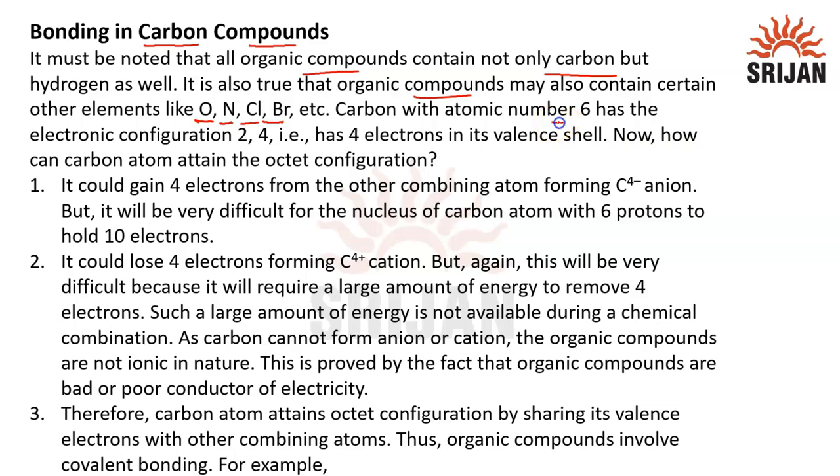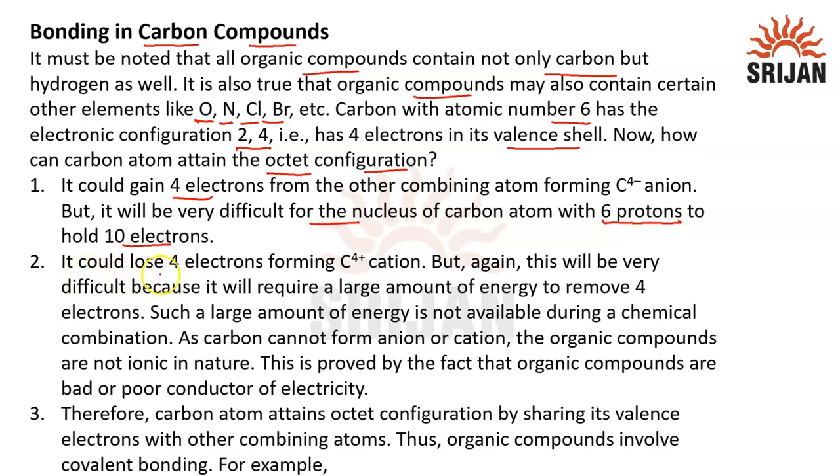Carbon, with atomic number 6, has the electronic configuration 2, 4. It means that carbon has 4 electrons in its valence shell. Now, how can a carbon atom attain the octet configuration, that is, how can it become stable? There are two cases. First, it could gain 4 electrons from other combining atoms, forming the C4- anion. But it would be very difficult for the nucleus of the carbon atom, which has just 6 protons, to hold on to 10 electrons. So this would not be stable.